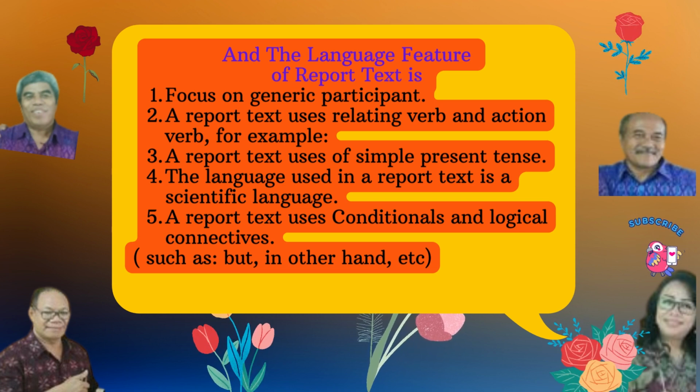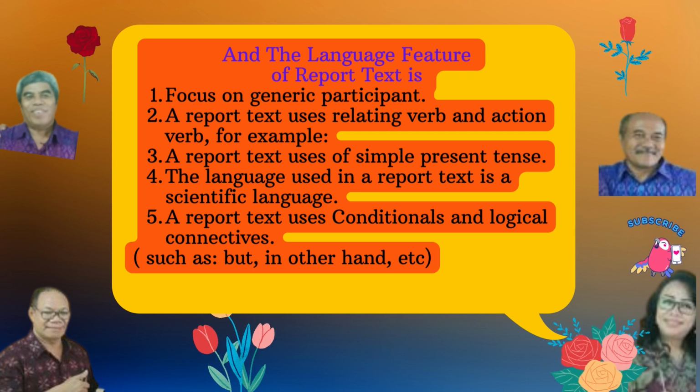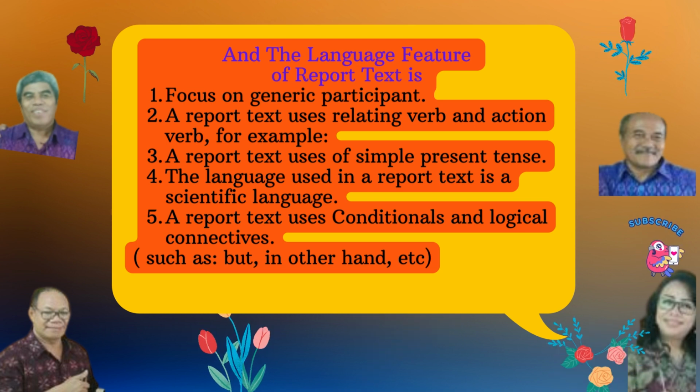3. A report text uses simple present tense, for example, platypus lives in streams, male platypus does not need any burrow, etc. 4. The language used in a report text is scientific language, for example, water contains oxygen and hydrogen, etc. 5. A report text uses conditionals and logical connectives, such as but, on the other hand, etc.